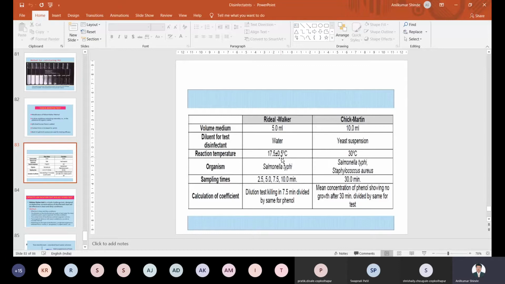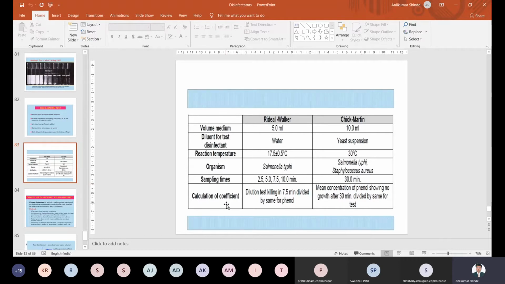So this is the reaction temperature required for Rideal-Walker. Then Chick Martin test requires only 30 degrees. Then the organism used is Salmonella typhi in Rideal-Walker, and in Chick Martin it is Salmonella typhi as well as Staphylococcus aureus. Sampling time is 2.5, 5, 7.5 and 10 minutes. The last is 10 minutes. But in Chick Martin it is 30 minutes.